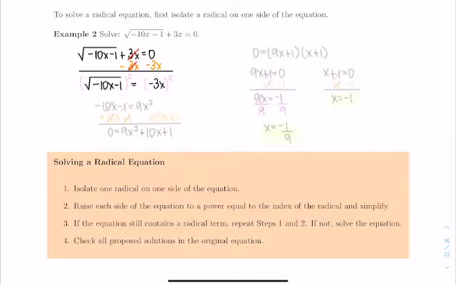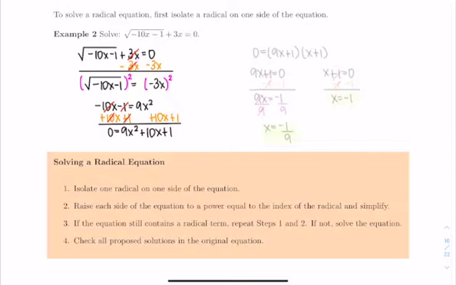Now that it's by itself, we're going to square both sides to get rid of the square root. So on the left, the square root and the square cancel, and we're just left with negative 10x minus 1 equals 9x squared. Now from here, we have a quadratic, so we need to set this equal to 0 to solve it. So we're going to add 10x and add 1 to both sides. So it cancels on the left, and we get 0 equals 9x squared plus 10x plus 1.